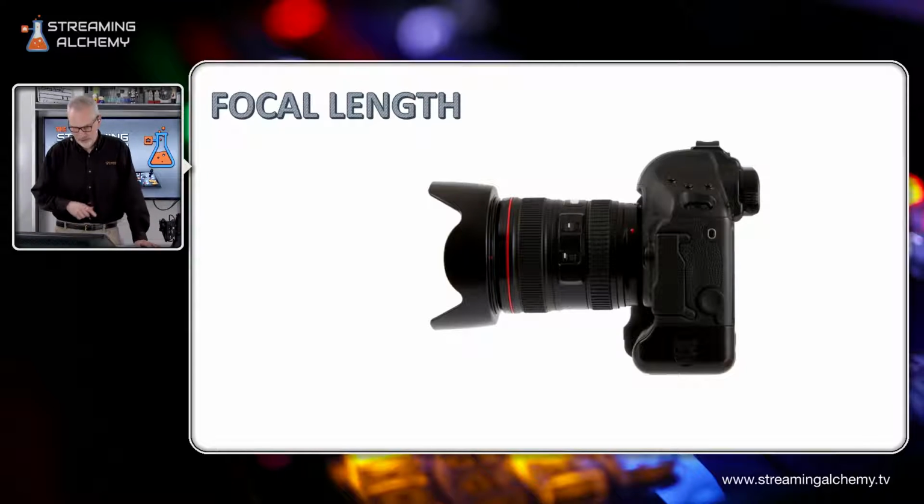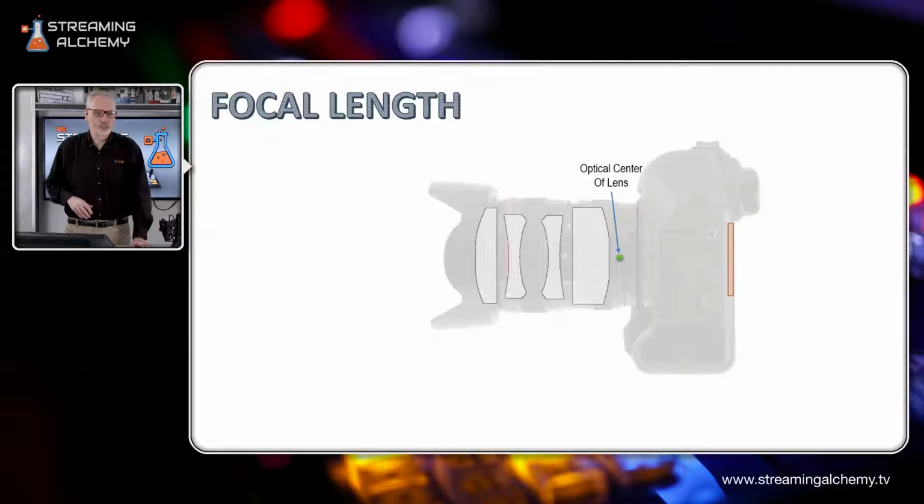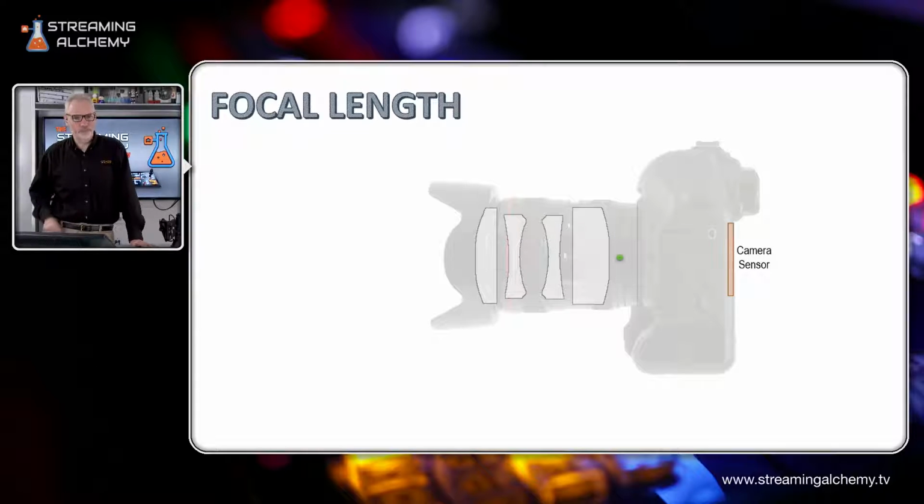The first thing I'd like to talk about is something called focal length. If you look inside a lens, you have multiple elements. A lens isn't just one piece of glass, but multiple pieces of glass that are moved back and forth in relationship to each other to focus an image. These lens elements focus to what is typically called the optical center of the lens, where all of the light rays converge when an image is being projected onto the camera sensor.